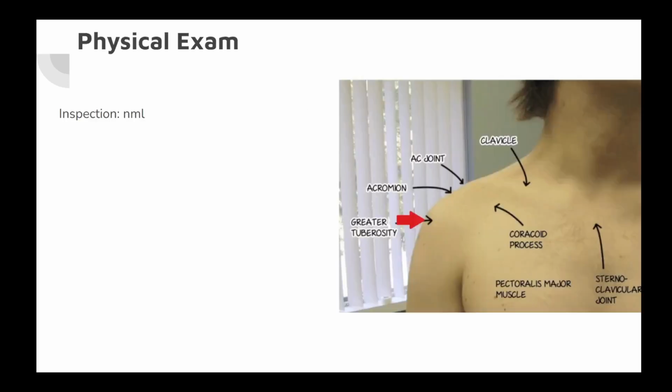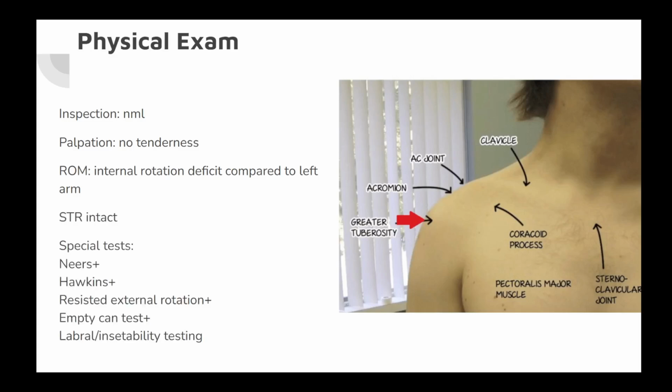On physical exam, he has grossly normal body habitus and muscle tone. He has no focal tenderness. He has an internal rotation deficit compared to the left arm. His strength is intact. However, he has a positive Neer's test and Hawkins test. He has asymmetric strength with his resisted external rotation test, a positive empty can test, and the labral instability testing, pardon the typo, is normal.